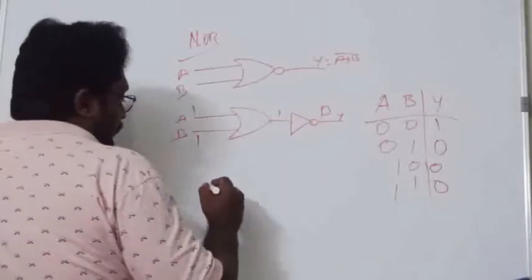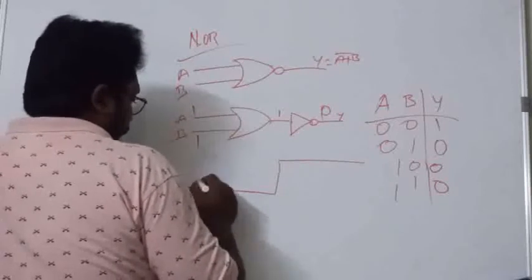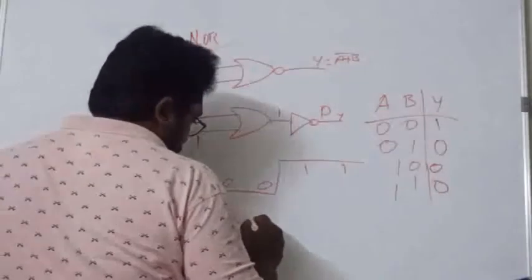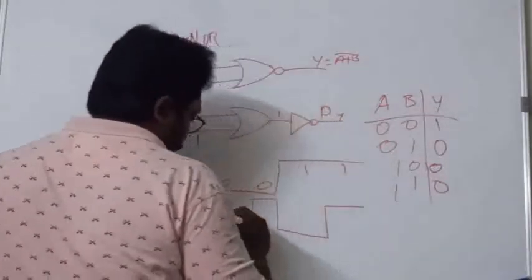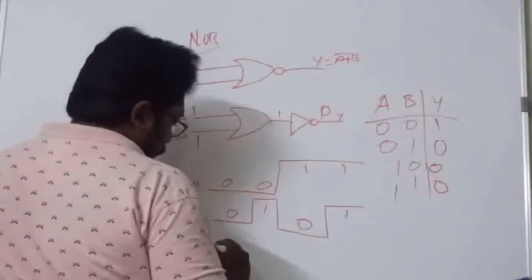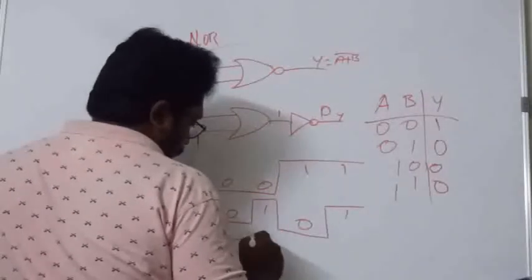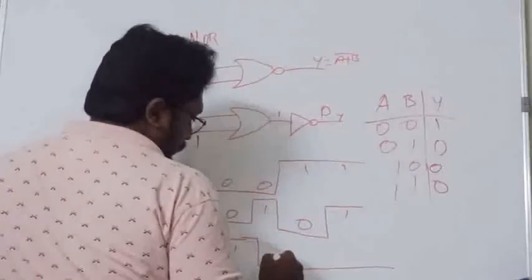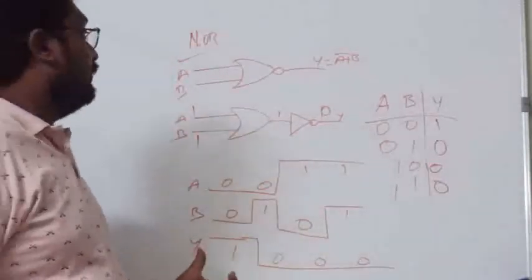So the timing diagram will be like this. This is for A: 0, 0, 1, 1. For B, it will be like this: 0, 1, 0, 1. And the final output Y is 1, 0, 0, 0. This is the timing diagram representation of the NOR gate.